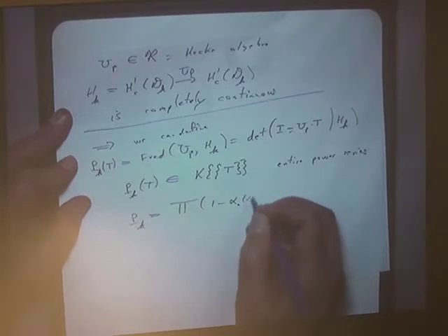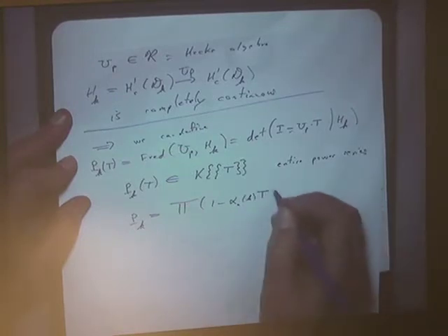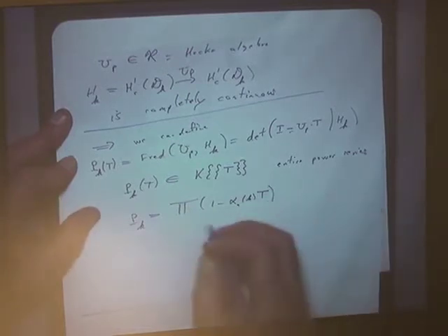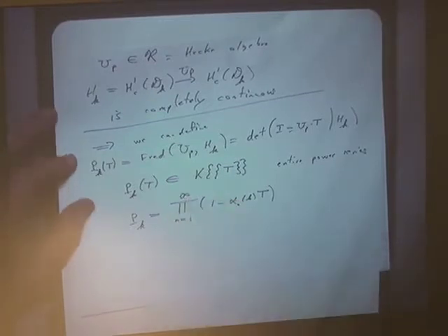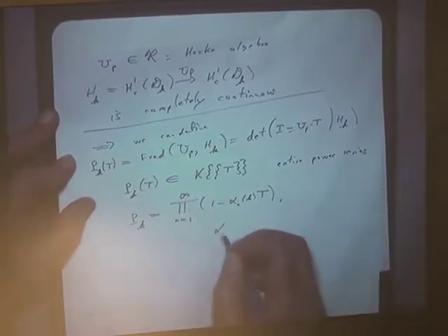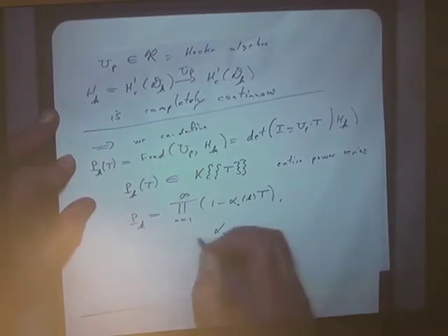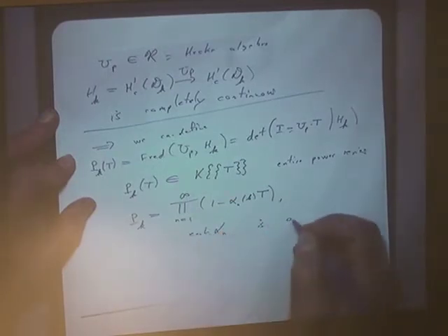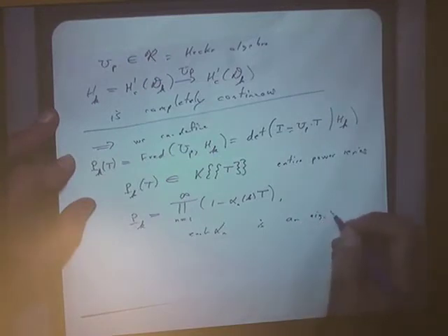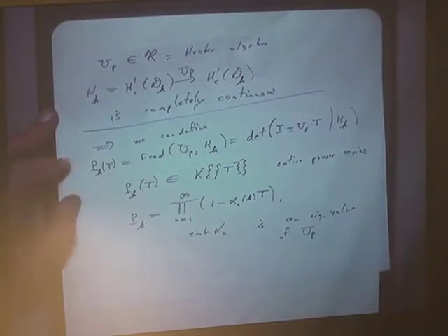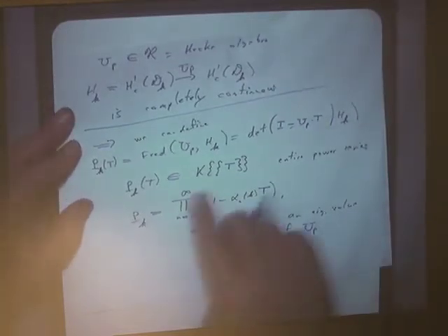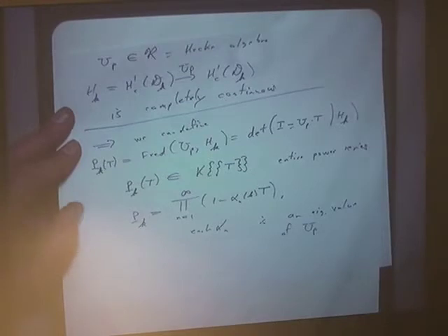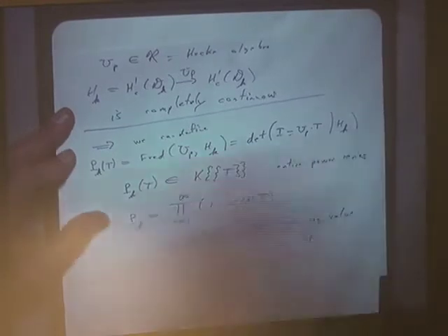The product over all n of (1 - alpha_n T), where each alpha_n is an eigenvalue of U_p. And because the power series is entire, it also follows that the alpha_n's tend to 0.